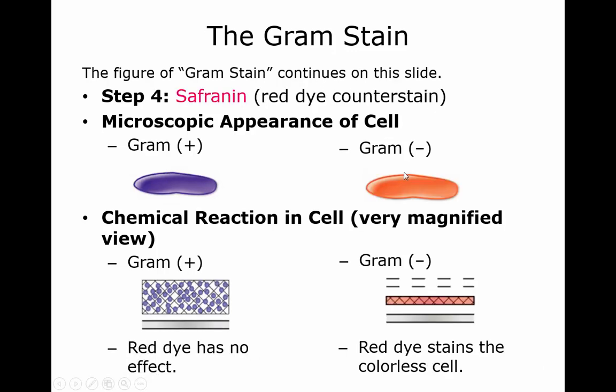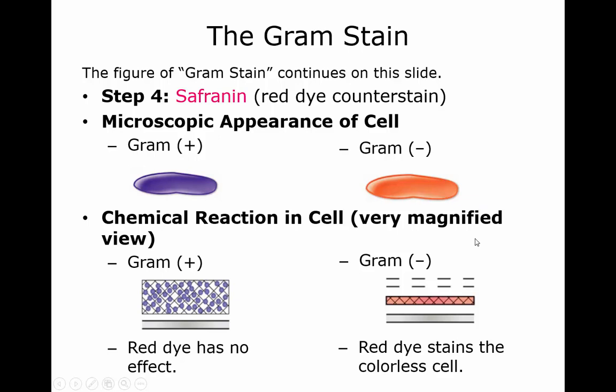So then we go to step 4, which is where we add the counter stain. The counter stain is called safranin. It's a reddish pinkish dye. And so when we pour safranin over gram-positive bacteria, the red dye has no effect. Why? Well, because purple has already been trapped in there and there's no room for the red or the pink.